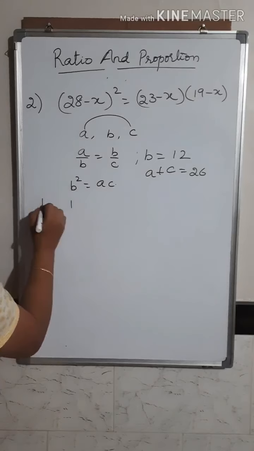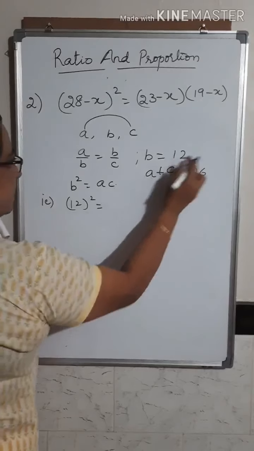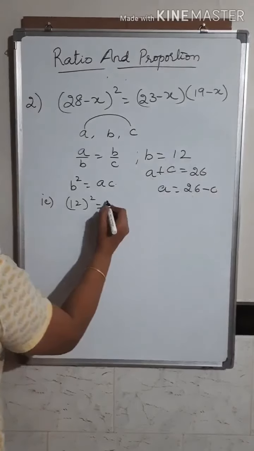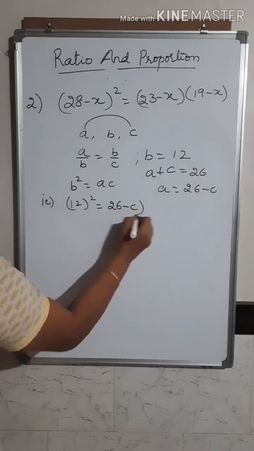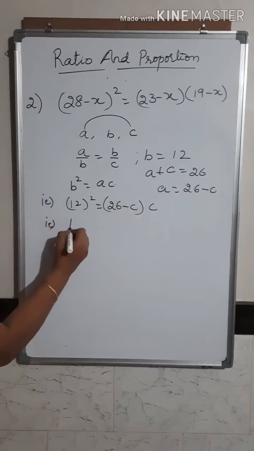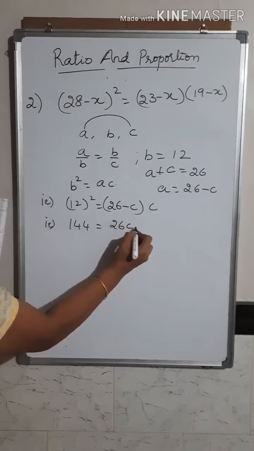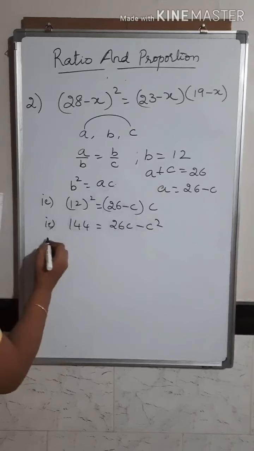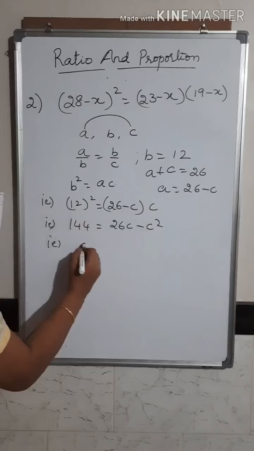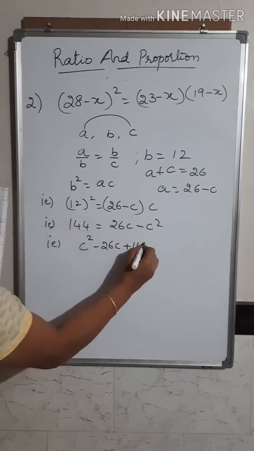You will get here 12 square is equal to, we'll get the value of A from here, 26 minus C. So A is 26 minus C, and write C as it is. So you'll get this as 144 is equal to 26C minus C square. Get all the terms to one side. You'll get C square minus 26C plus 144 equal to 0.